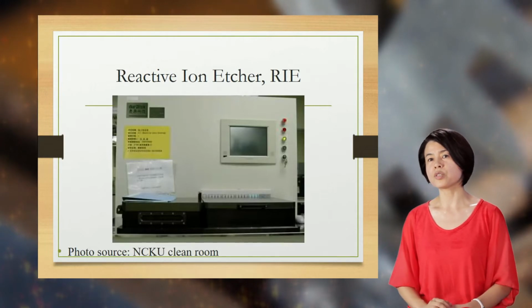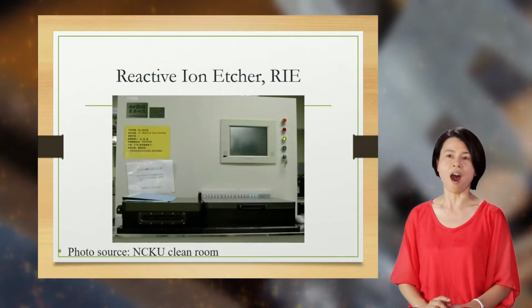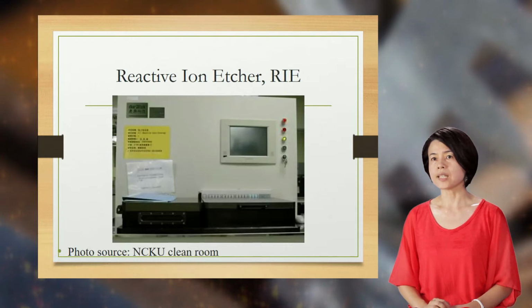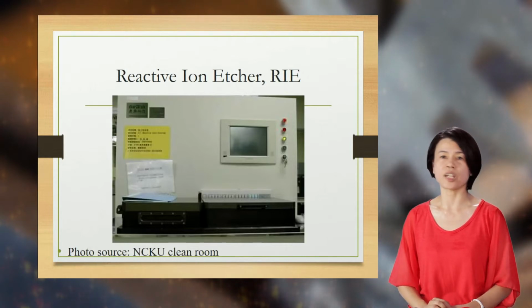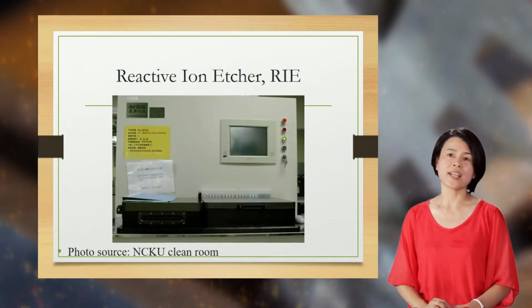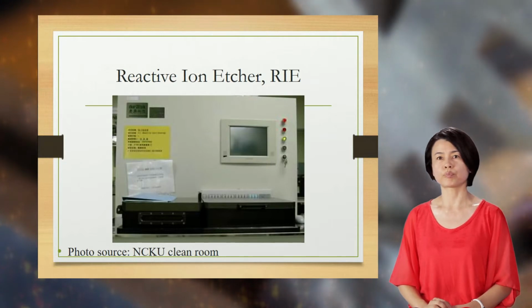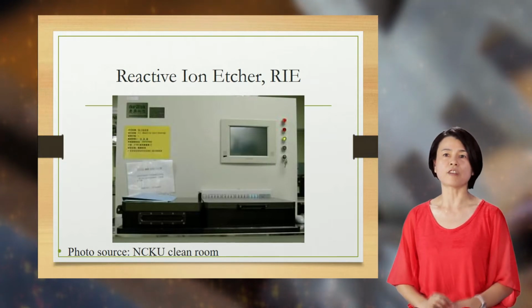This photo shows a reactive ion etcher, or RIE. This equipment is put in the NCKU clean room. Probably we cannot see much from this photo. Now, let's look at the inside of the equipment.